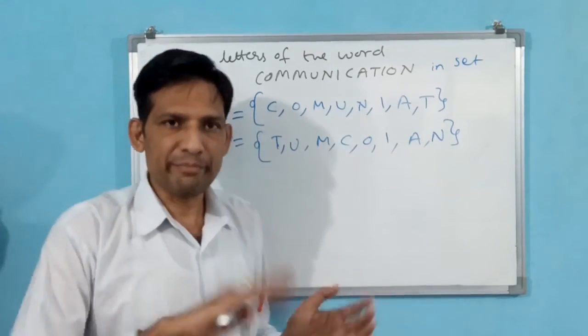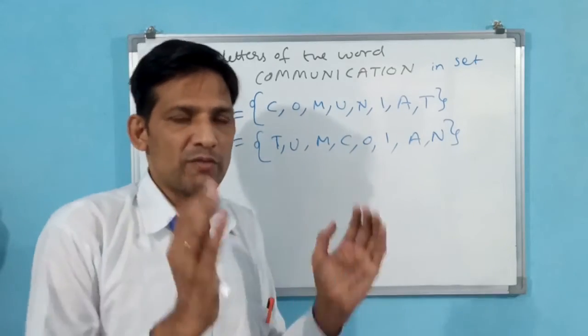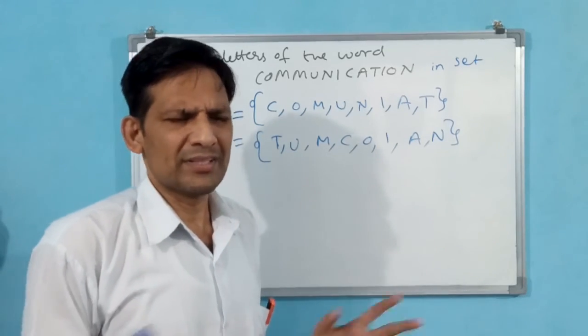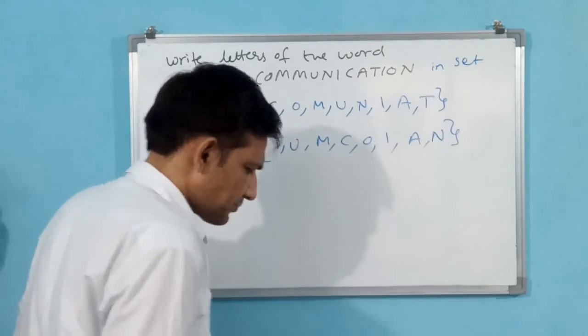Elements' order is not important. Elements should not be repeated. Only once you have taken those elements. These are the normal conditions of this representation of sets.